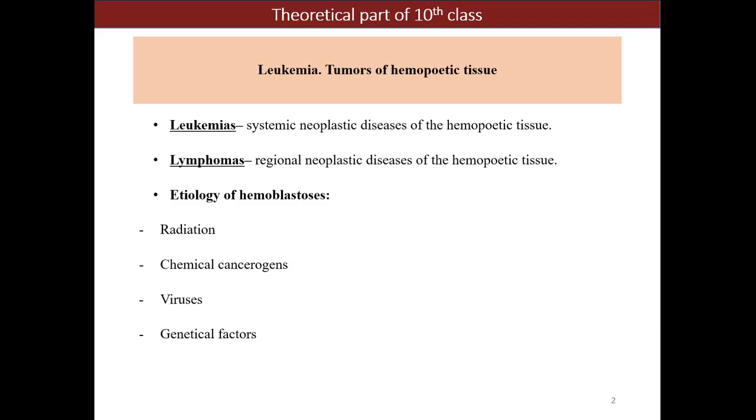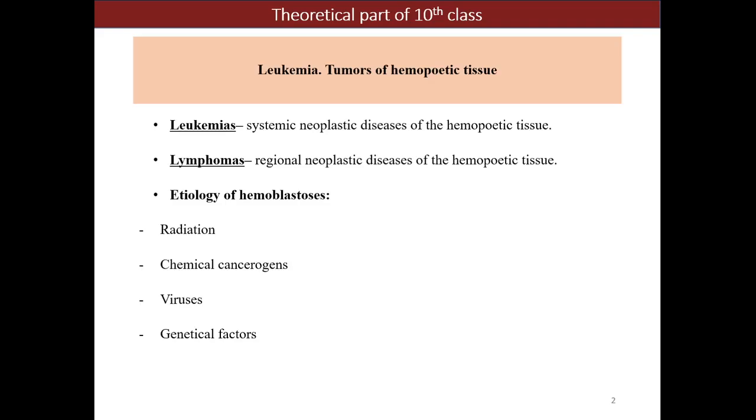Etiology of hemoblastosis may be different. It may be associated with radiation, chemical carcinogens, viruses, and genetic factors. For example, in case of X-ray radiation, we will see damage of DNA, and as a result, we will see formation of leukosis. In case of chemical carcinogens, we also may see some leukosis. It's most typical for polycyclic amines, which cause alteration of our DNA.